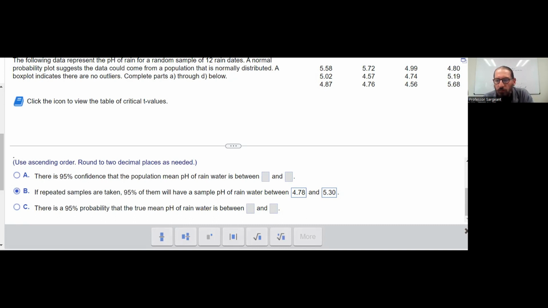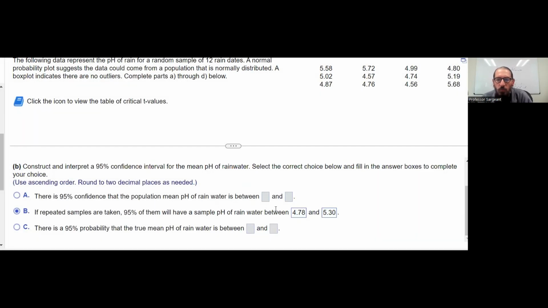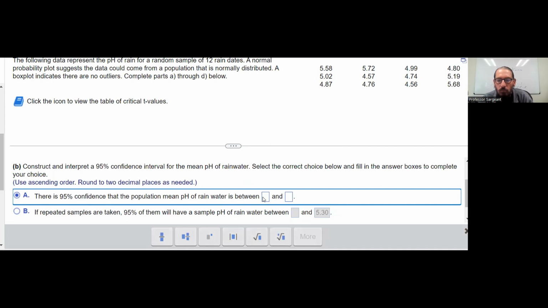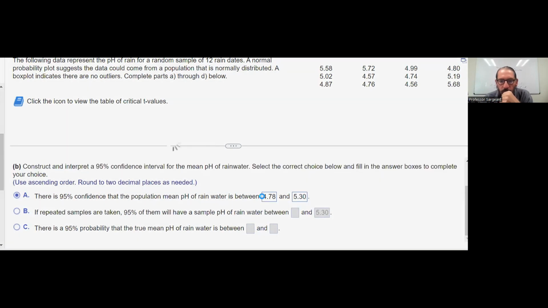Maybe it's part A then. Okay. So let's go up here. I was looking for a longer interpretation than what they were looking for. They're just talking about the 95% confidence. Okay, sorry about that.